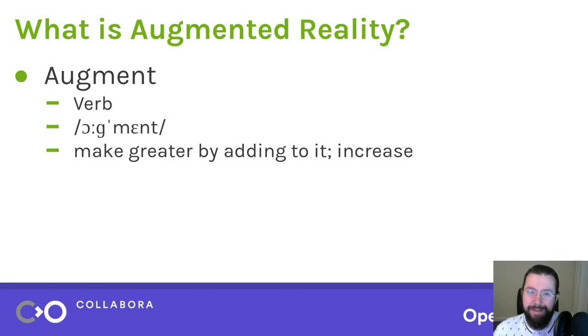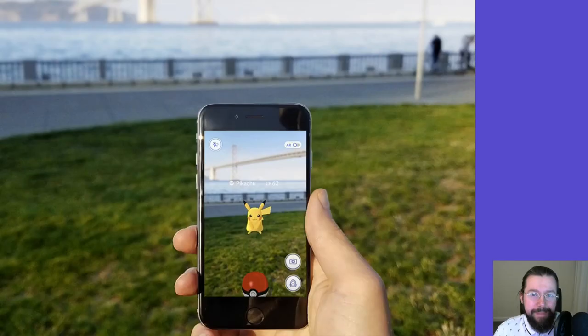What is augmented reality? AR, basically. I have a very simple definition of the word augment: to build upon and make greater. So what is that in concrete examples? The app Pokemon Go is actually an AR application where you can overlay the Pokemons on top of the real world, which is probably the example that most people have actually come into contact with.